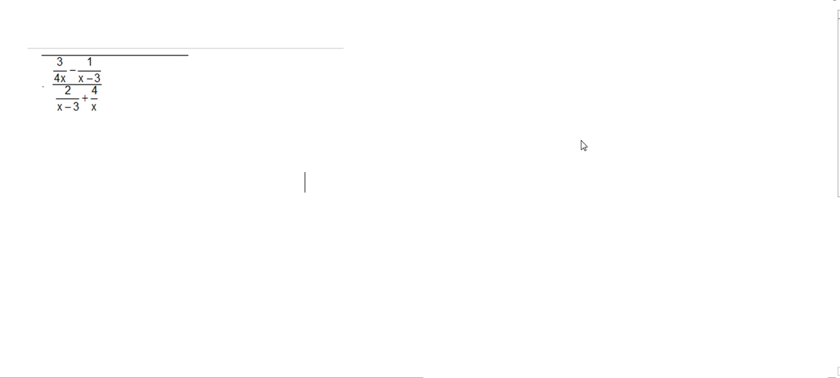Alright, welcome to this video on complex fractions, and we're going to take a look at a couple of example problems. The first one is just to simplify this expression. We notice that we're going to have to take care of the fact that we have a fraction in the numerator, and then we also have a fraction in the denominator over here.